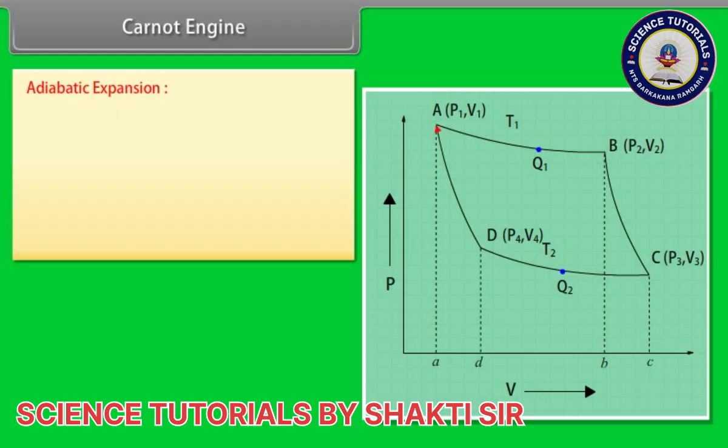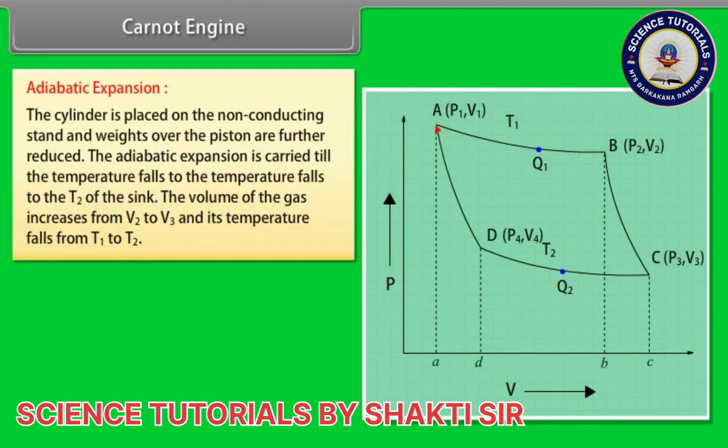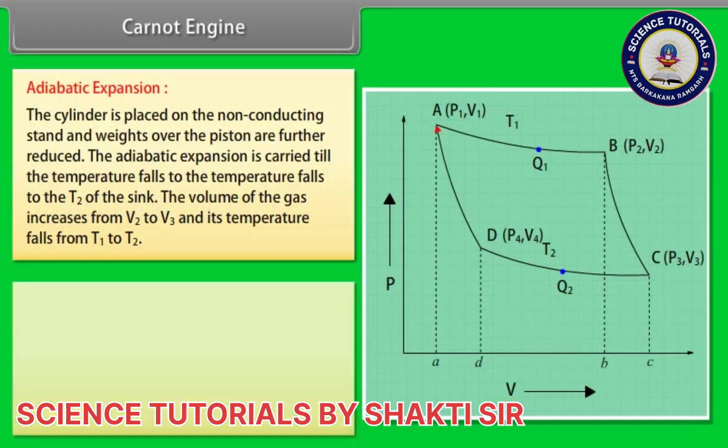Adiabatic expansion. The cylinder is placed on the non-conducting stand and weights over the piston are further reduced. The adiabatic expansion is carried till the temperature falls to the temperature T2 of the sink. The volume of the gas increases from V2 to V3 and its temperature falls from T1 to T2.